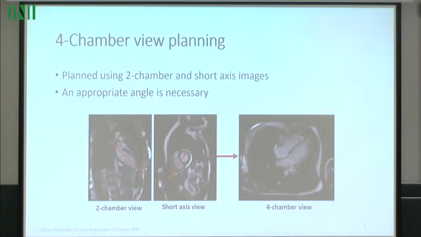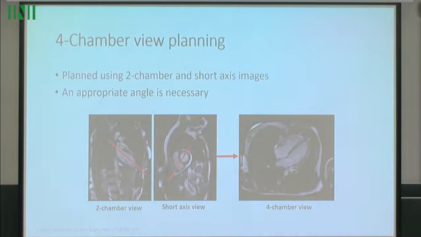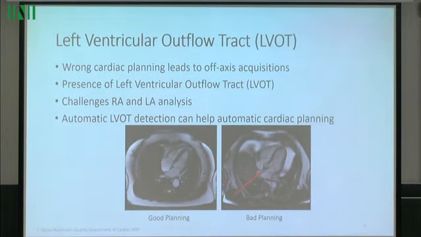In order to plan the 4-chamber images, there is a need to use the 2-chamber and short axis images. An appropriate angle needs to be defined on short axis images to correctly acquire the 4-chamber image. Extra care needs to be taken in defining these lines to not include the aorta. Mistakes in such planning can lead to wrong off-axis images.